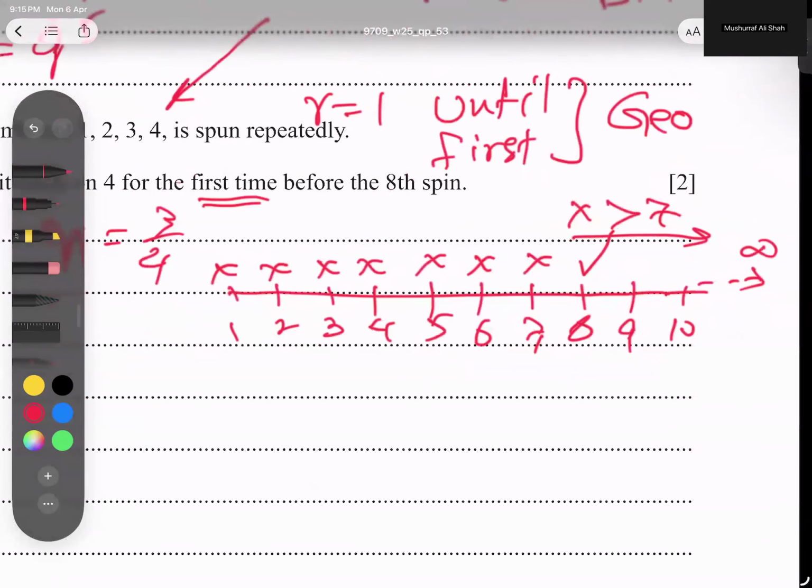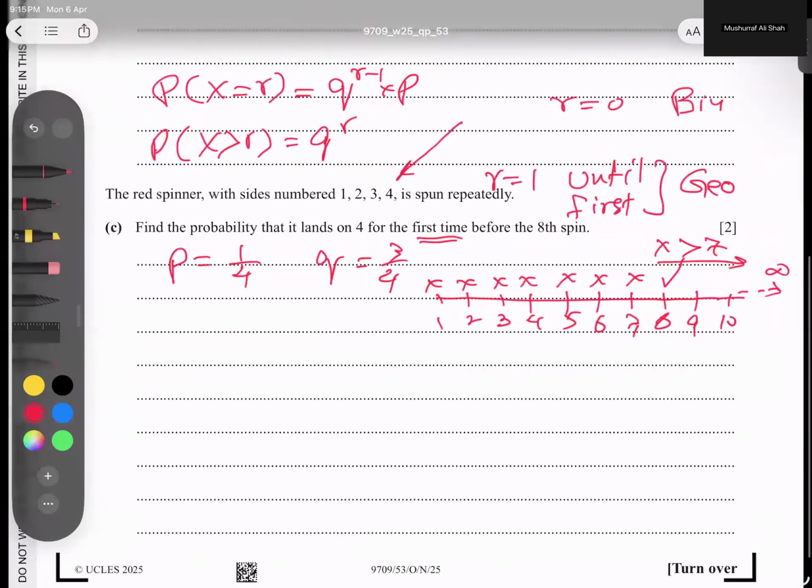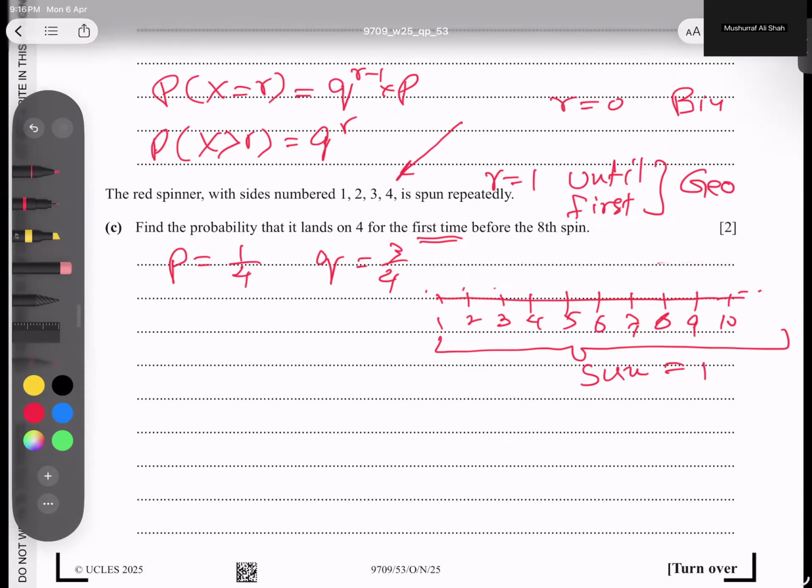Okay. So how to solve it? Basically, the sum of all the values is 1. I need this one. So how to write it? Sorry, one minute, students, there was wrong planning. I have to read again. He's saying first time before 8 spin. So before 8 spin means 7, 6, 5, 4, 3, 2, 1.